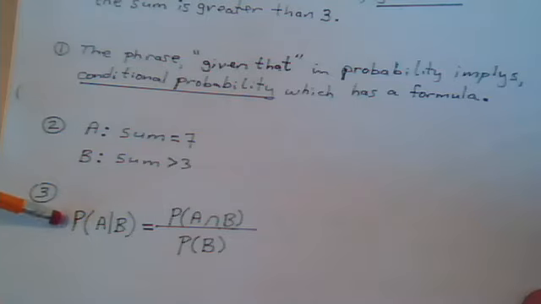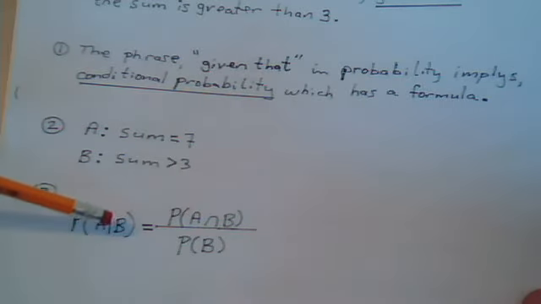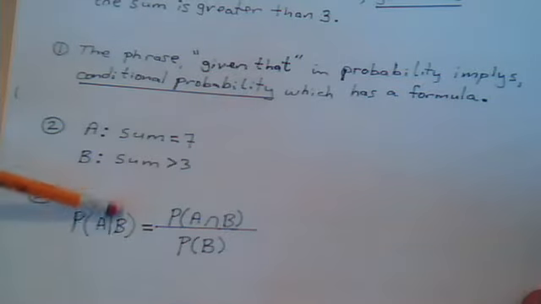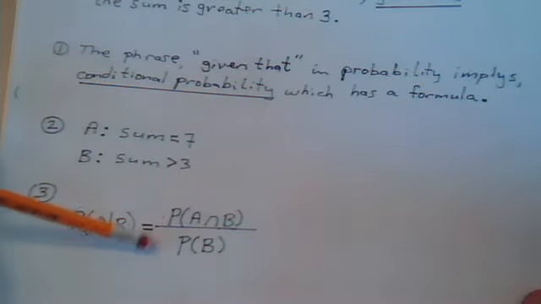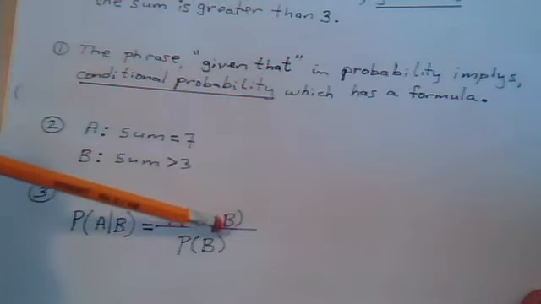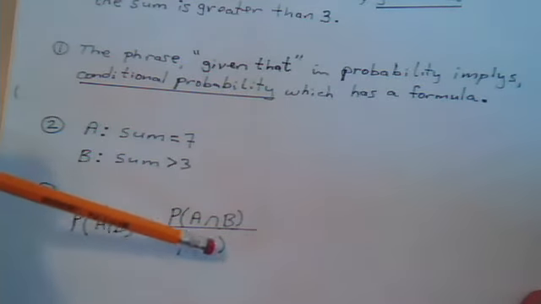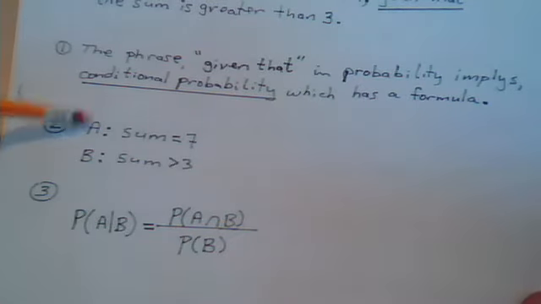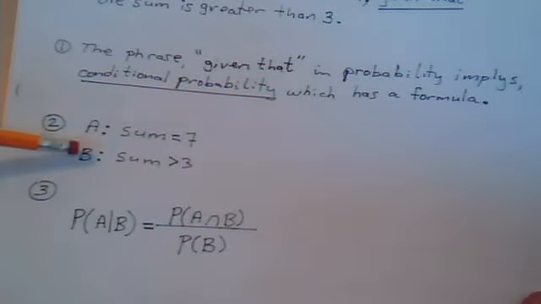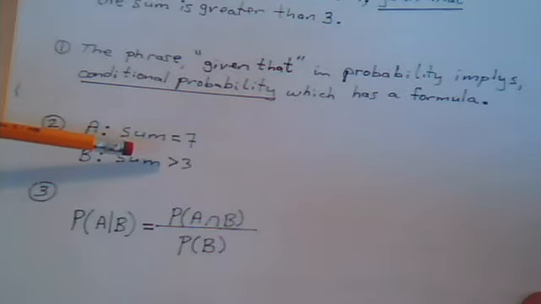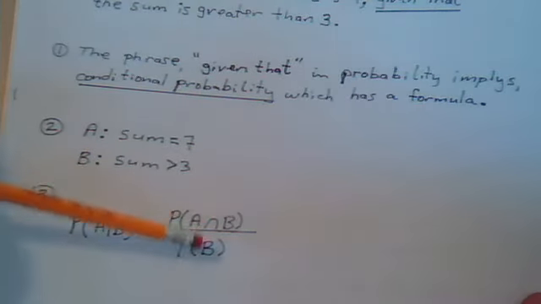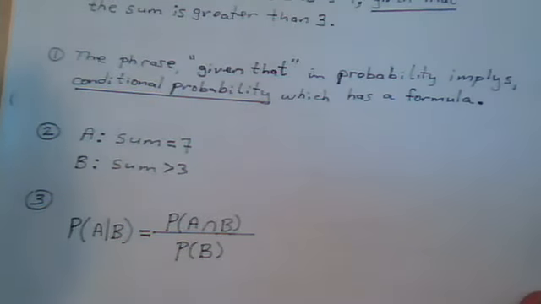How does this formula read? The probability of A given B. This vertical bar translates into "given that." Equals the probability of A intersection with B over the probability of B. And we're going to go ahead and let event A be the sum equals 7, and event B, the sum is greater than 3. Now, before we start plugging numbers in here, let's become familiar with rolling a pair of dice.